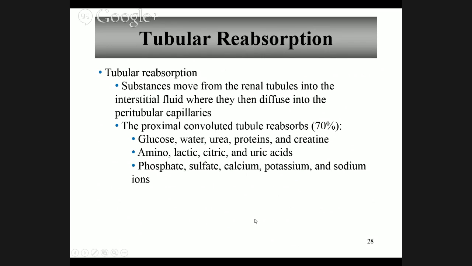Let's talk about tubular reabsorption. That's where substances move from the tubules into the interstitial fluid, where they then diffuse into the peritubular capillaries. The proximal tubule reabsorbs 70% of glucose, water, urea, proteins, and creatine, amino, lactic, citric, and uric acids, phosphate, sulfate, calcium, potassium, and sodium ions.